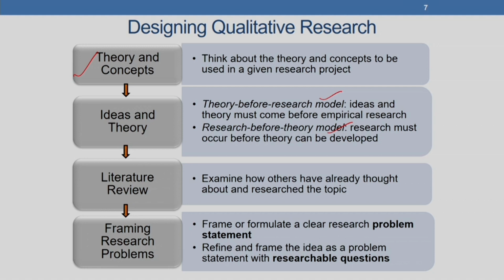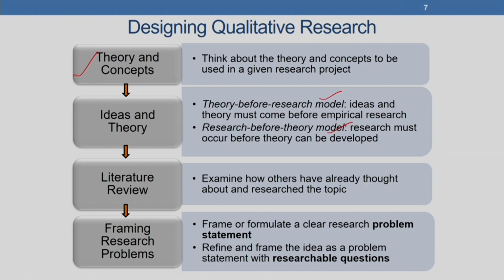The next step after having dealt with this issue of idea versus theory and literature is the framing of your research problems. This is again another important step, where you are formulating a research problem statement in a coherent manner, and you can further refine and frame the idea as a problem statement with researchable questions. I will go back to the example of malnourishment or undernutrition I have just taken.